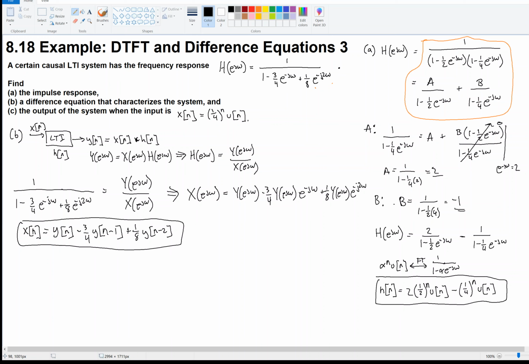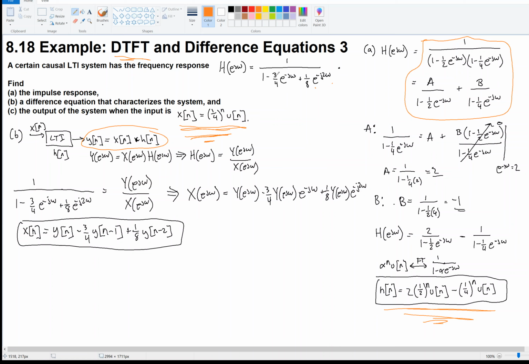Okay, so now part C, I think we're going to need a little bit of space. The output of the system when the input is this thing. First I want to mention that if you were so daring, you could convolve x with h, lowercase. Now that we have h, you could convolve them. That gives you the output. However, since we're talking about discrete time Fourier transforms, we're going to use the frequency response and Fourier transforms to get the output.